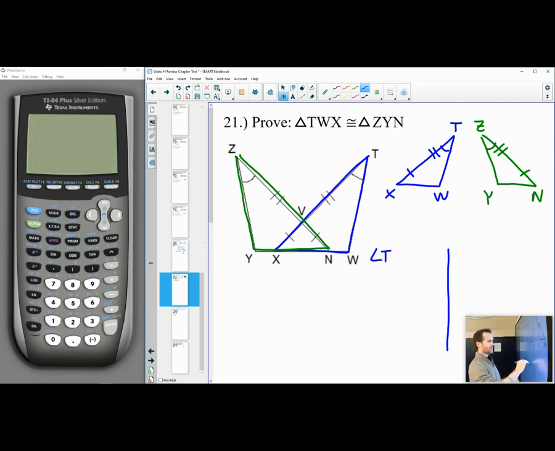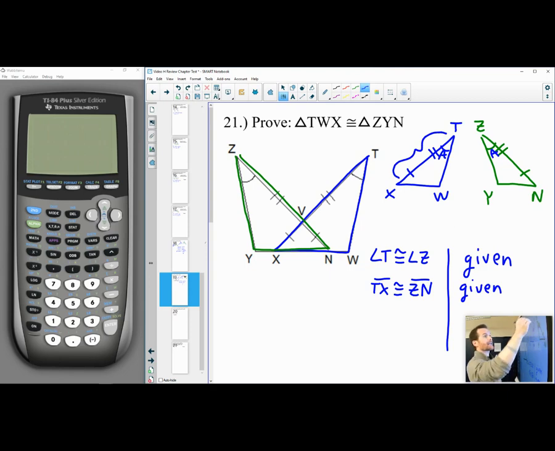So angle T is congruent to angle Z. Pair of congruent angles right there. And it's given to us. Those markings were there waiting for us to see them. Next up, I see a pair of congruent sides. We can say segment TX is congruent to segment ZN. And that's given because this side and this side have the same markings on it. So we can say that's given to us.